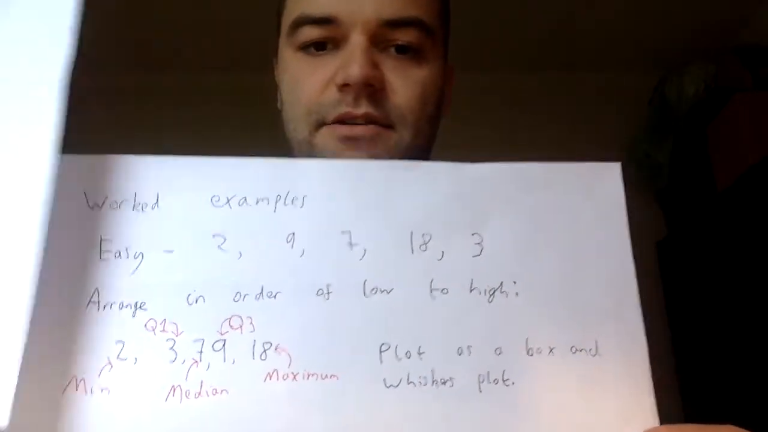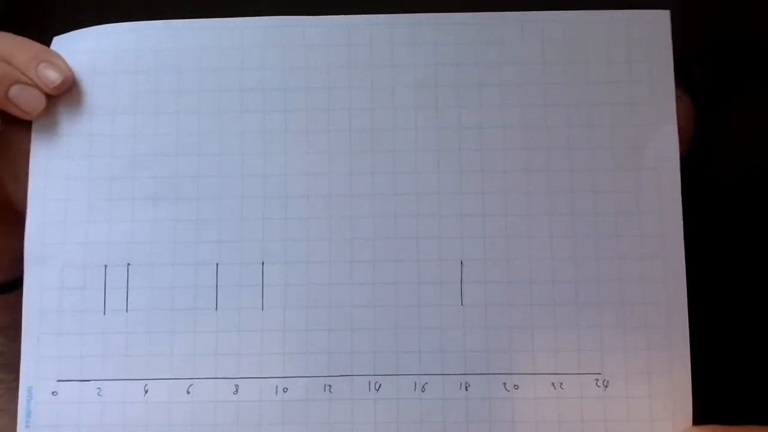So the first thing I'm going to do is I'm going to draw a line for each of those numbers onto this blank box plot. So just give me a second, I'm going to do that really quickly. So I'm going to draw a line at 2, a line at 3, a line at 7, a line at 9, and then a line at 18 as well. So I've got those lines all there, as you can see.